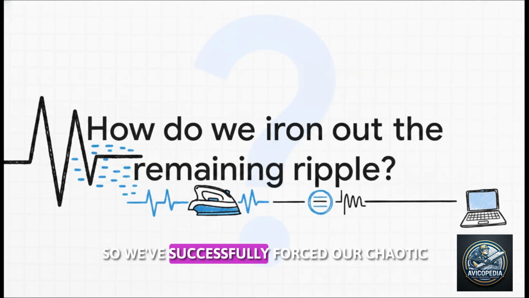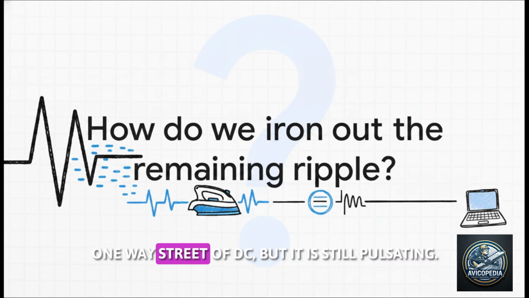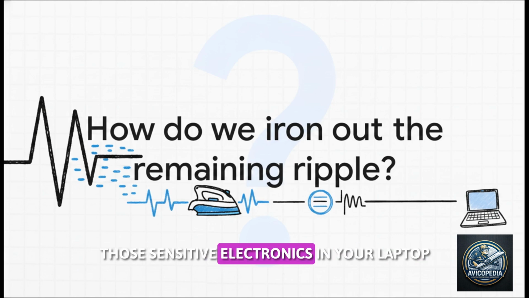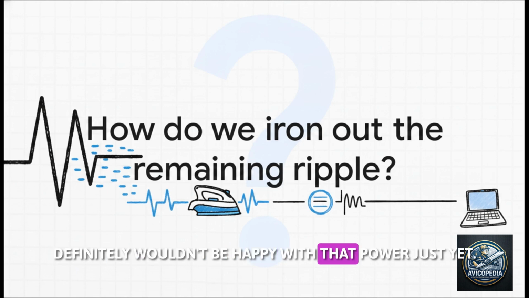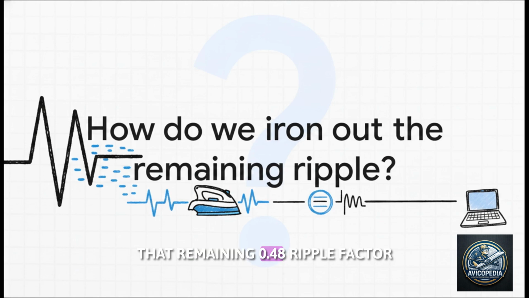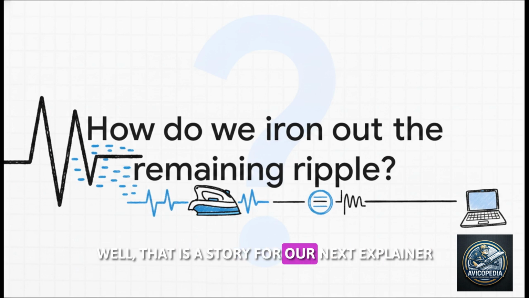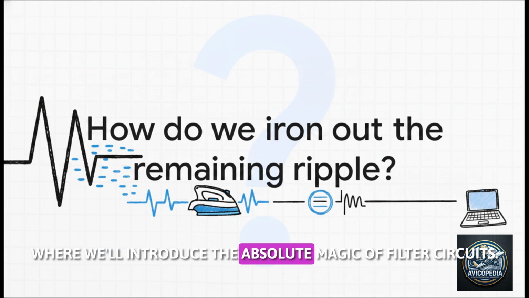So, we've successfully forced our chaotic AC wall power into a highly efficient, one-way street of DC. But it is still pulsating. Those sensitive electronics in your laptop definitely wouldn't be happy with that power just yet. So how do we completely iron out that remaining 0.48 ripple factor into the pure, flat, battery-like power that our modern lives depend on? Well, that is a story for our next explainer, where we'll introduce the absolute magic of filter circuits.